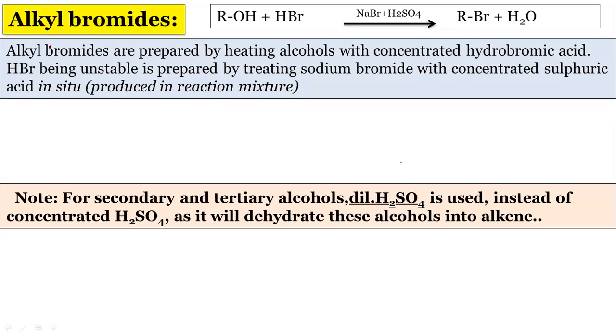So the note is written here: alkyl bromides are prepared by heating alcohols with concentrated hydrobromic acid, also called hydrogen bromide. But this hydrogen bromide is prepared in situ. In situ means produced in the reaction mixture by treating NaBr and H2SO4. When NaBr and H2SO4 react together, HBr is prepared, and then this HBr reacts with the alcohol, and the rest of the process we know already. OH will be replaced with bromine and a water molecule will be released.